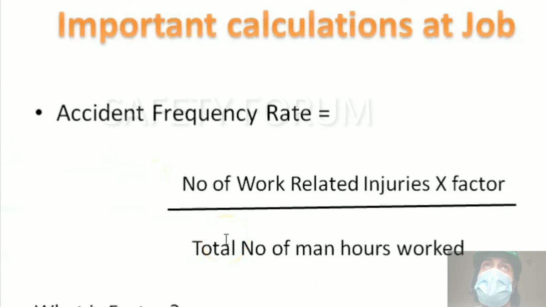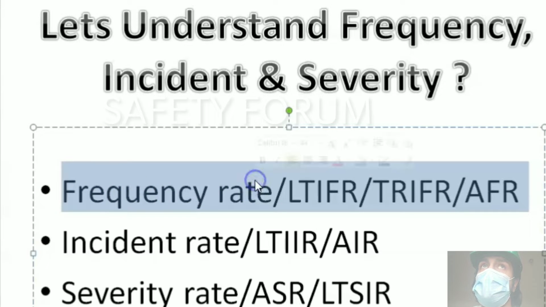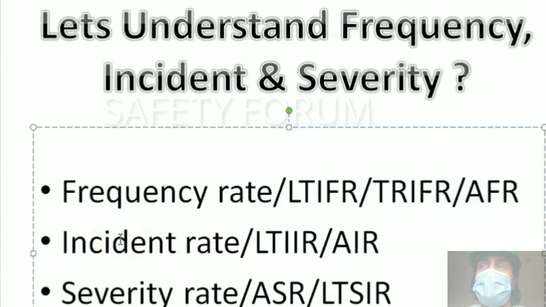Before we move into that, I will give you a description of what these terms are. When you talk about the frequency rate, friends, the frequency rate is always about the work related injuries which happen in your site against the total number of man hours worked there. And the incident rate, when you consider it, is again the total number of work related injuries considered against the number of persons who are employed on the site.